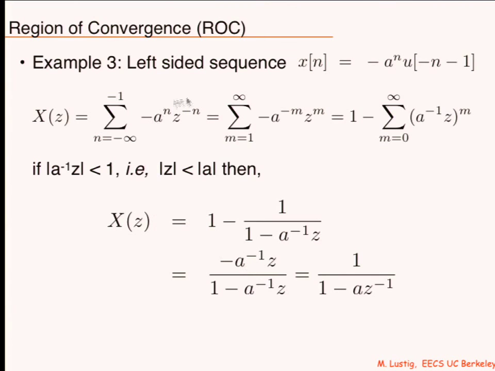Pay attention. Left-sided sequences. Check this out. This is really, really cool. x[n] equals minus a to the power of n, u[-n-1], that kind of stuff. What is this? This is a left-sided sequence, right? Because this is a step function that goes the other way. It's only non-zero for negative values of n.